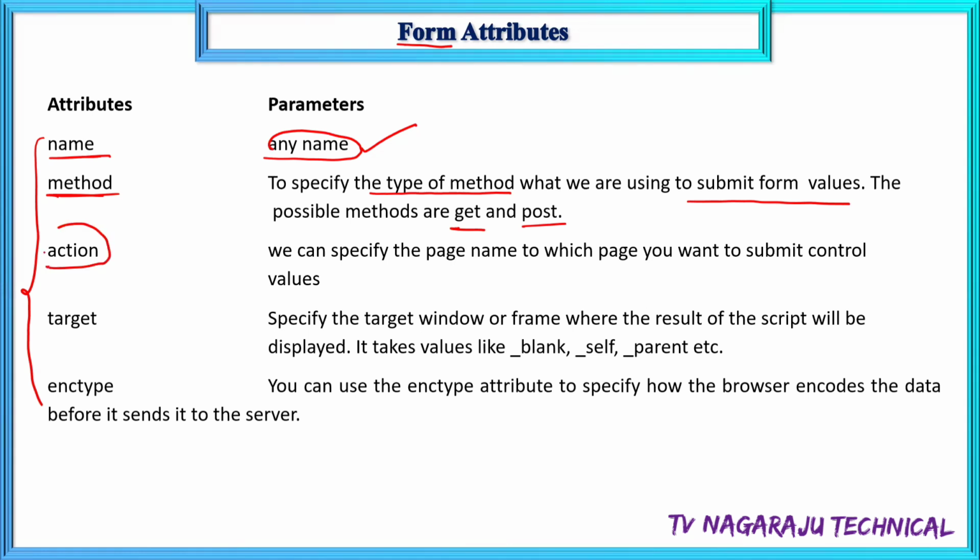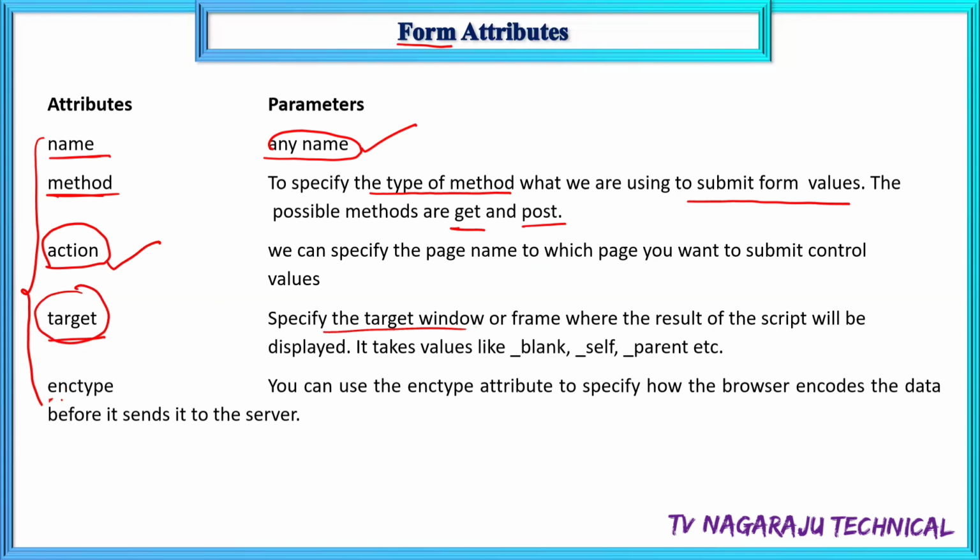Now, action. In simple terms, once we submit the values, we move to another page. That is which page you want to move to, and once submitted, that is done by using action. Target attribute means anyway we are moving to some page, some result is produced. In which window is the result produced? Either the same window or a new window; that is specified by target.